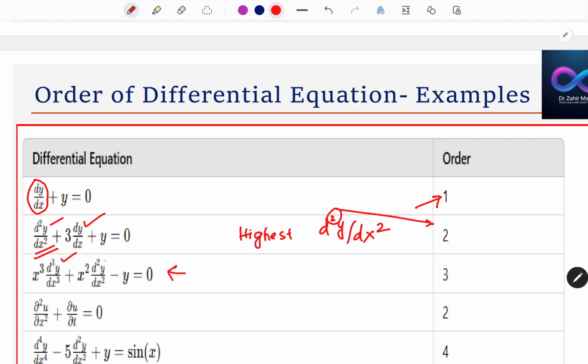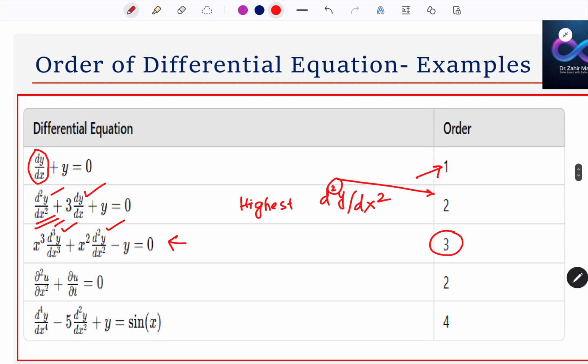Look at this differential equation. We have d cube, we have d square. So the order is going to become 3, the highest, d cube. Let's go for the next equation. I have given some examples on partial. This is dou square and this is dou. So the order is 2. Look here, d power 4, d square. So the highest order is 4. So in this way, the order of the differential equation is defined. I hope you understood the definition of order with the help of these examples.